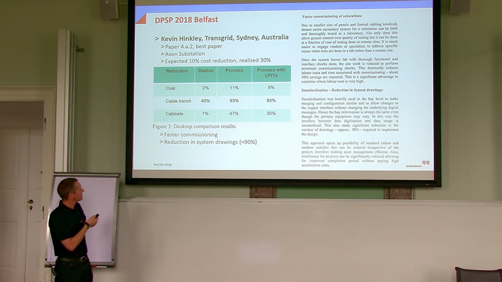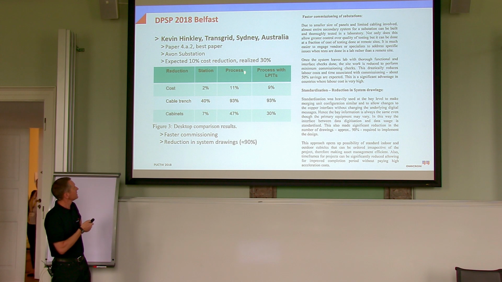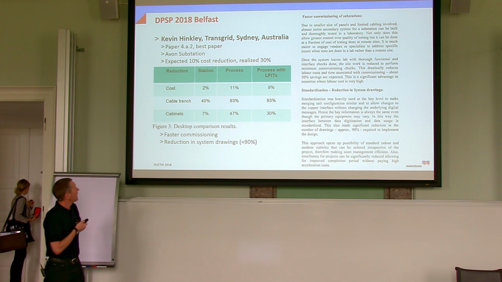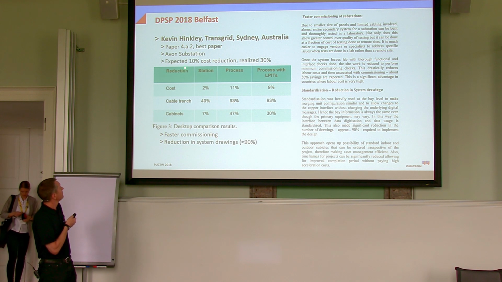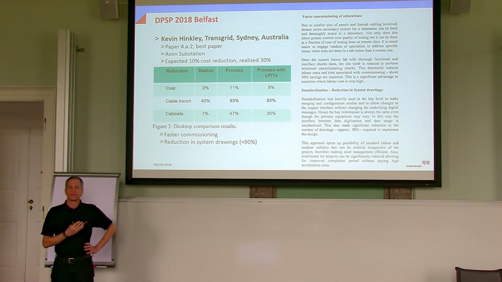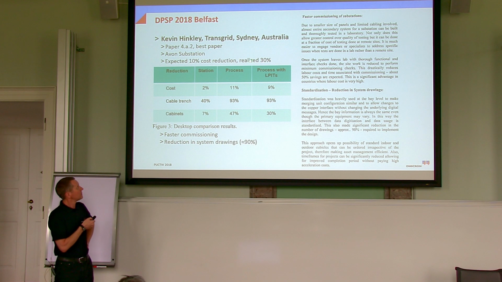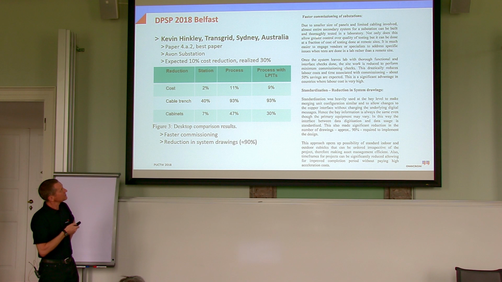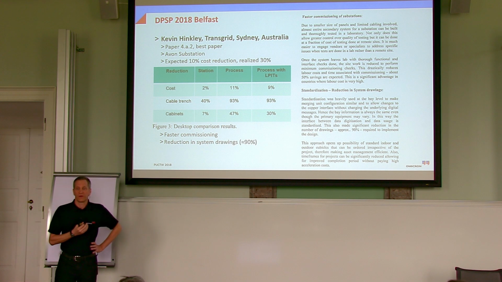And they decided for this version here. You have to read the paper to really understand, but here they have some saving numbers, deduced, as they call it, in the desktop comparison results. And he said during his presentation, they expected about 10% cost reduction. What they really got was about 30%. And he talks about this faster commissioning of the substation.